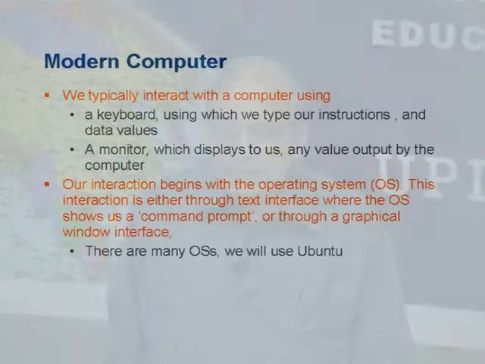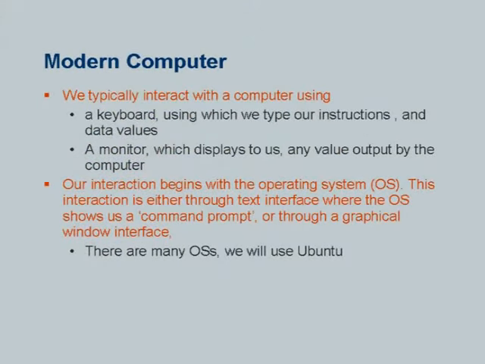So we say that our interaction typically begins with the operating system, and this interaction is either through text interface where the operating system shows us a command prompt. Note the dollar sign can be explained as a command prompt. Why prompt? Because whenever a dollar appears, the operating system is prompting us to give a command to the computer. Or we could interact through a graphical window like interface. Please note, when I use the word graphical window here, I do not imply Windows operating system of Microsoft. Graphical window is a generic term.